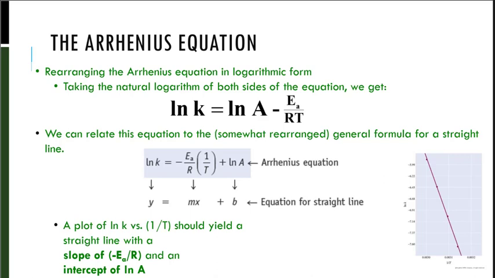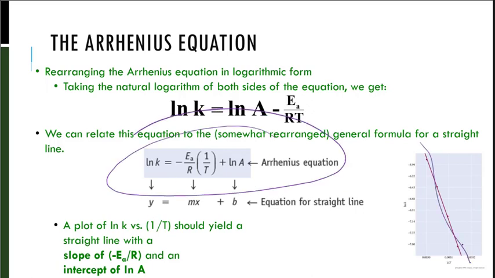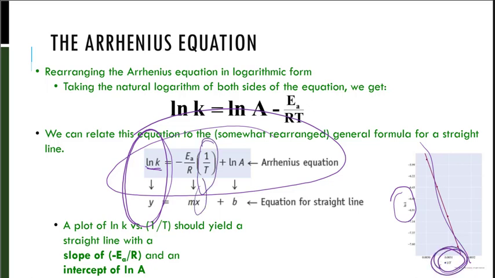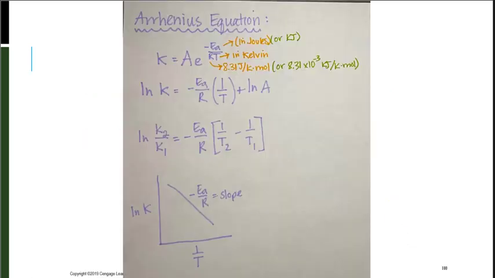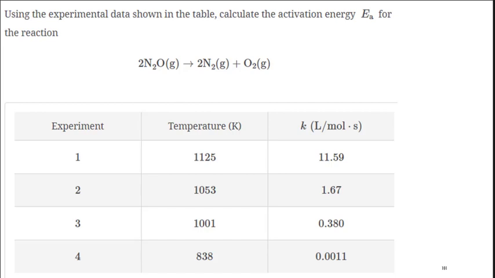Let's rearrange this equation in logarithmic form. If we take the natural log on both sides, we get this equation. And we can relate this to our y equals mx plus b format to give us a straight line. Notice that our y is the natural log of k right here. And our x is 1 over temperature. That will give us a straight line. And our slope, the m, is negative EA over R. All of this is on your cheat sheet. Let's look at a sample problem. Using the experimental data in the table below, calculate the activation energy for this reaction.